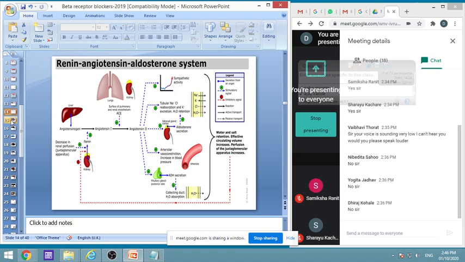Okay. So, since adrenergic beta 1 receptors are responsible for renin release, when we block them with a beta 1 blocker, it will cause a decrease in the renin synthesis. If renin is less, then it will not be converted into angiotensin 1.